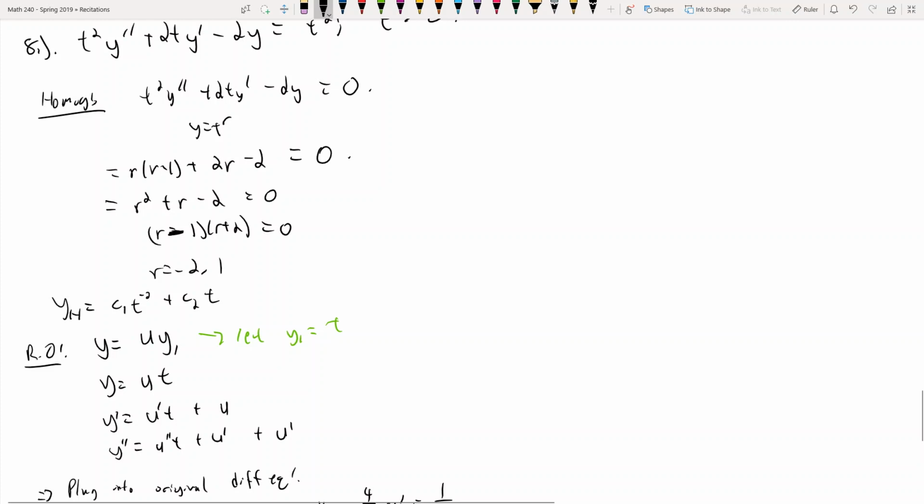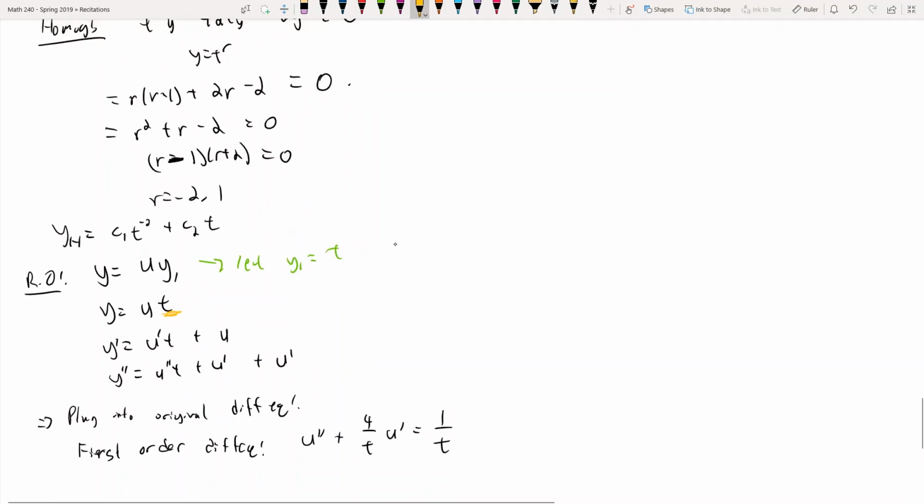When you plug it back into the original, are you ignoring the t's? No, you want to ignore the u's. That's because your unknown is the u here. We know what the t's are, but our guess was u times y1, and t is y1. So you don't want to just get rid of the solution that you have already. What we're trying to solve for are the u's, and so reduction of order essentially eliminates the regular u term. Instead of a second order differential equation, you have u double prime plus u prime, and this is a first order differential equation because you don't have a u term. You only have the double prime and the single prime. So you want to ignore the u, not the t's.